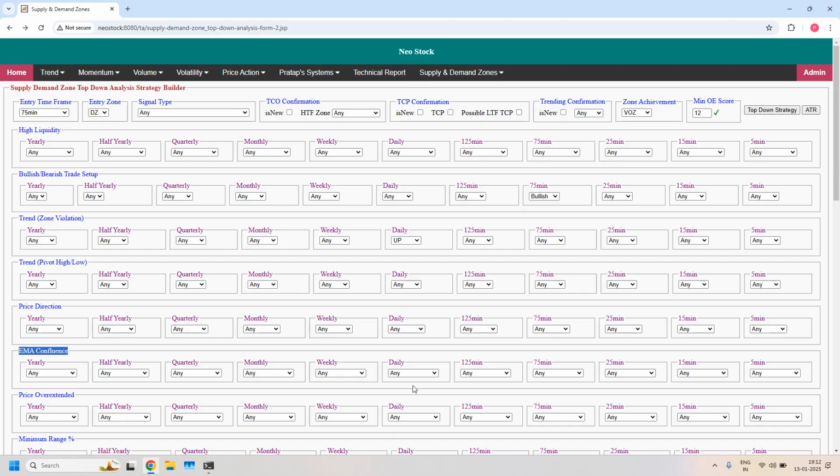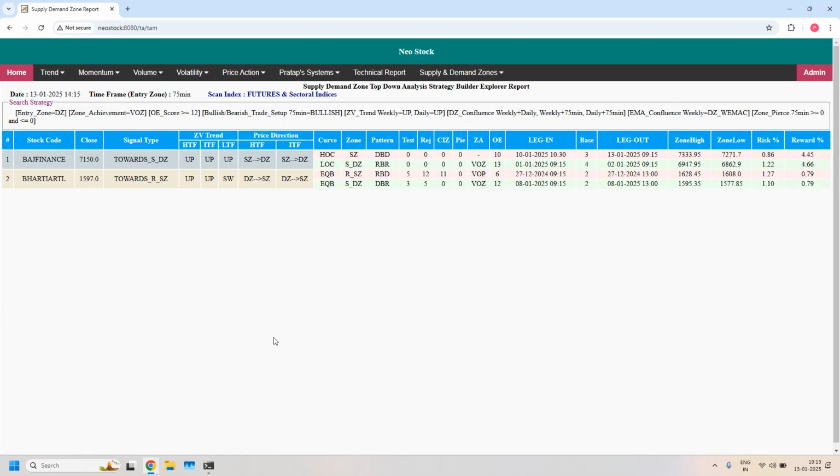EMA confluence at weekly time frame, weekly demand zone having weekly EMA confluence, and trends should not be sideways on weekly, so we have to set uptrend because it is a bullish trade setup. So we got both these stocks having uptrend. So these are the high probability trade setup supported stocks.